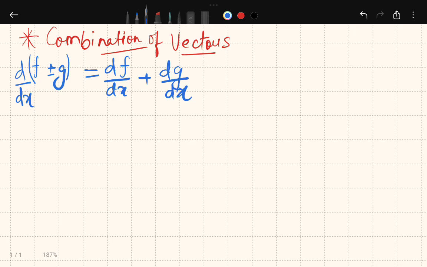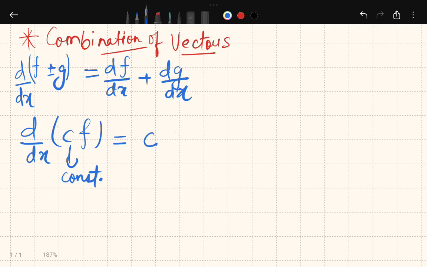Next you have to find the differentiation of cf, where c is some constant. In this particular case, what you have to do is take out this c, the scalar, and find the derivative of this function, something like this. This will give you an answer.